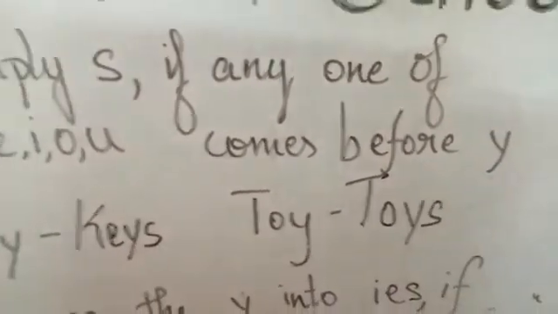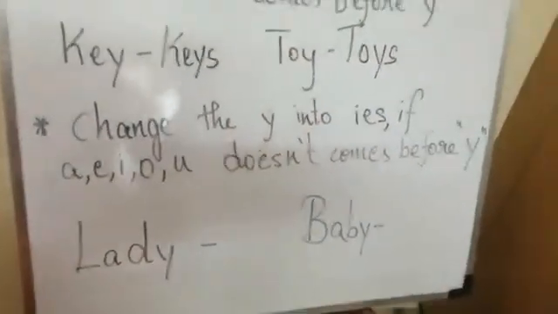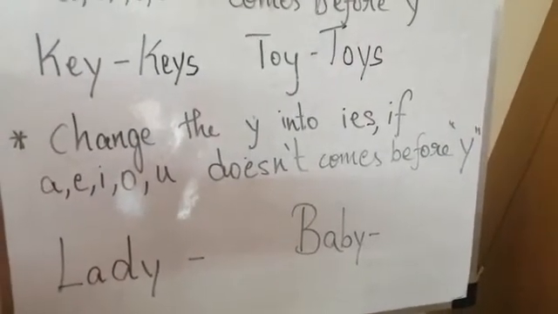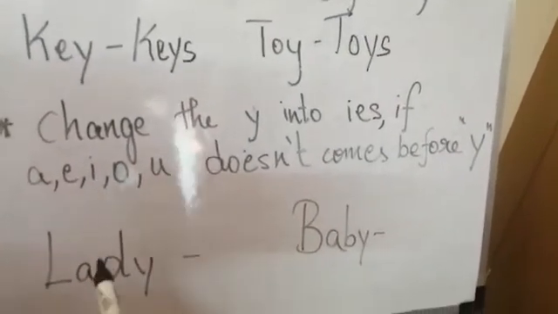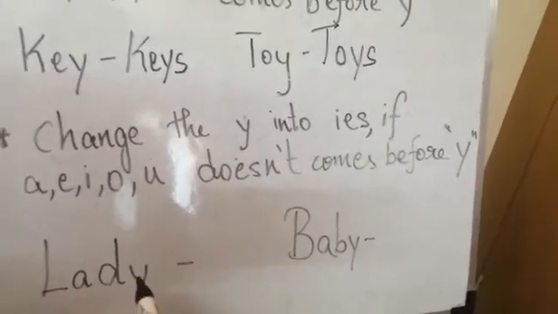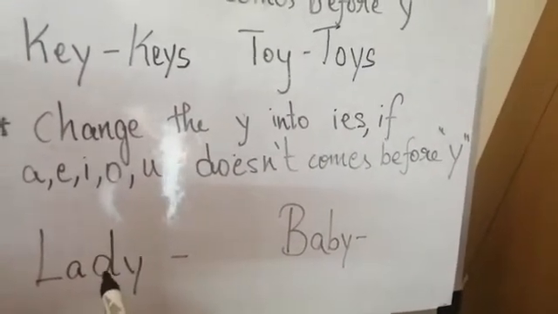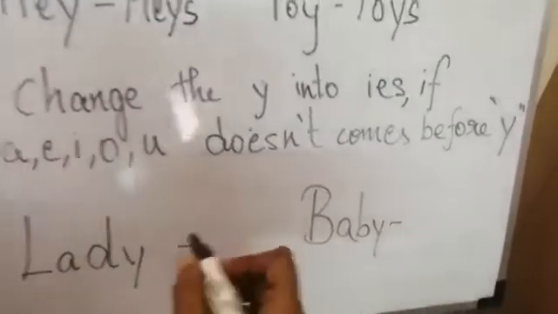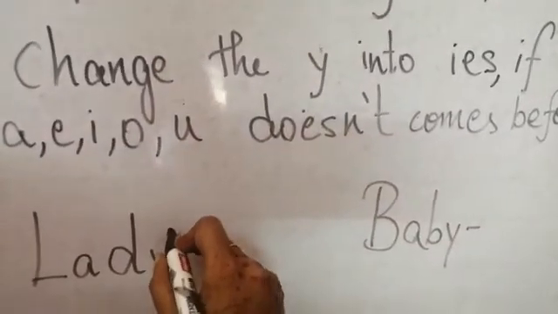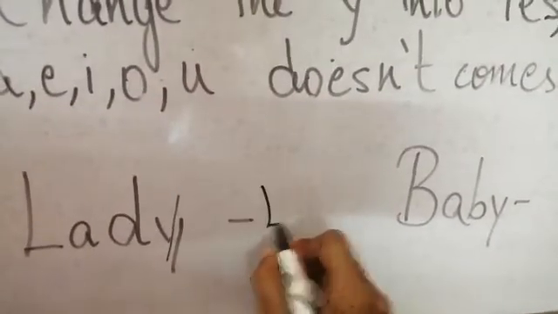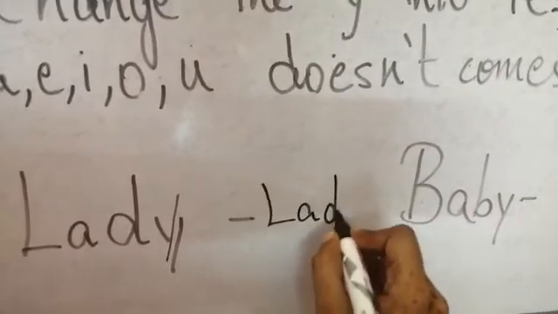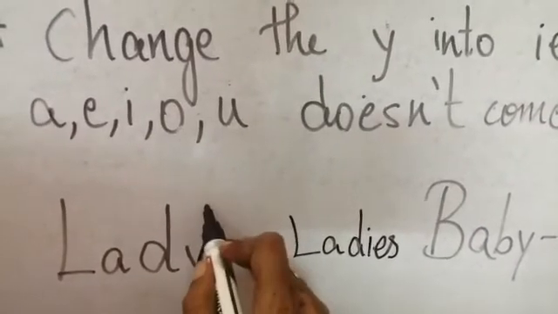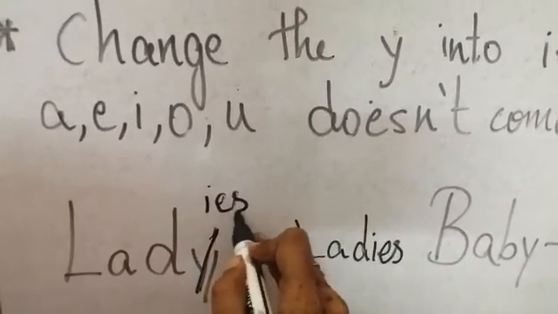T-O-Y-S, toys. Now see, if a, e, i, o, u, that is a vowel, doesn't come before y, for example, take lady, L-A-D-Y. Before y there is no vowel. We have a consonant d. So you should write ladies. You should strike the y, L-A-D-I-E-S, and you should write ies.